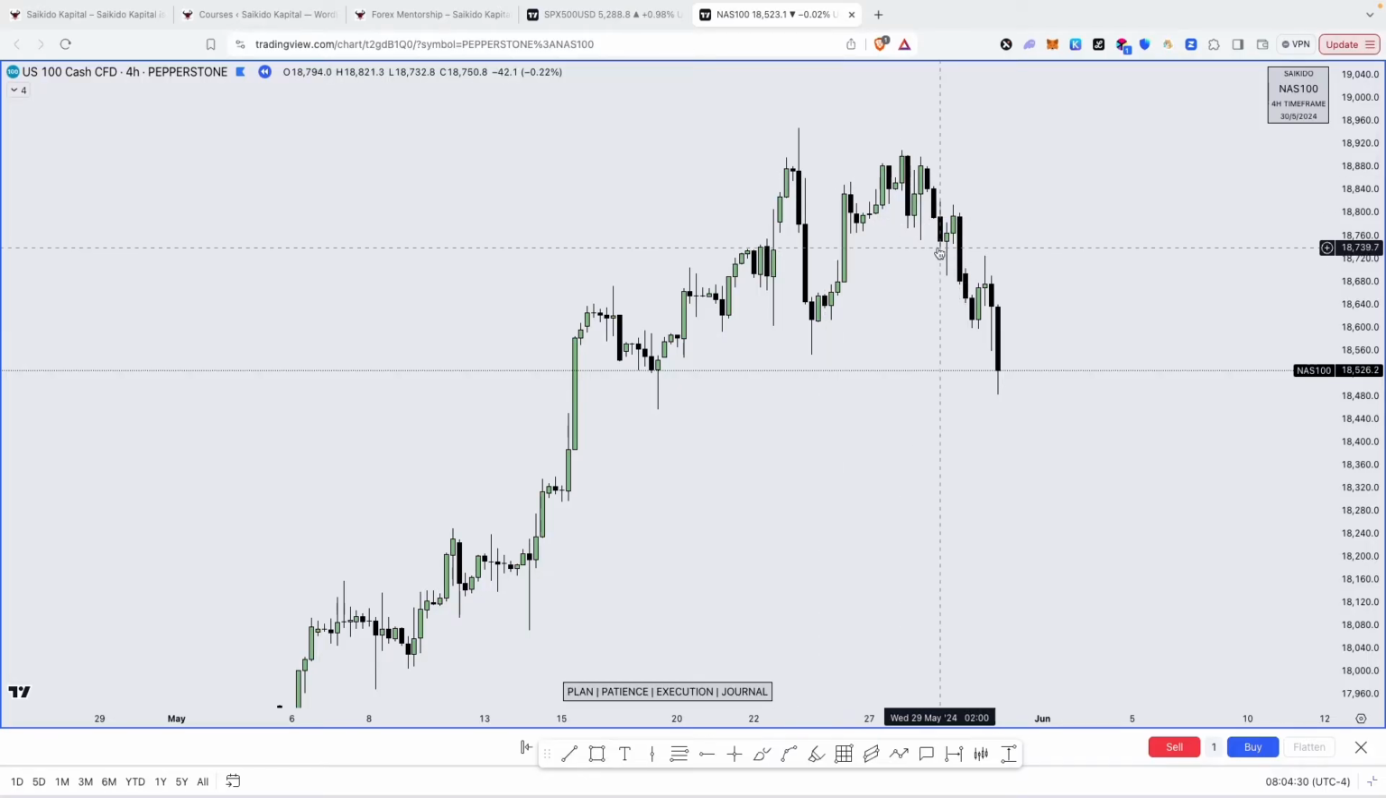So I'm gonna be showing you how I was gonna trade this on a 3 minute chart, but obviously having an understanding of high time frame structure, which in this case is the 4 hour chart.